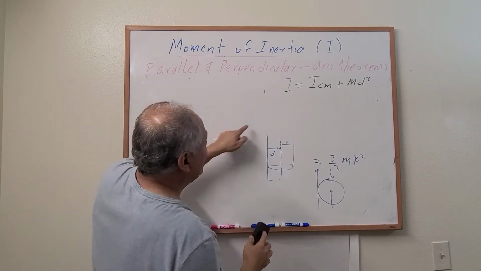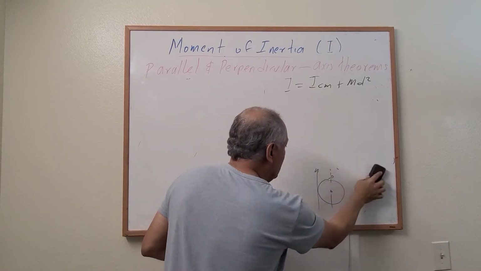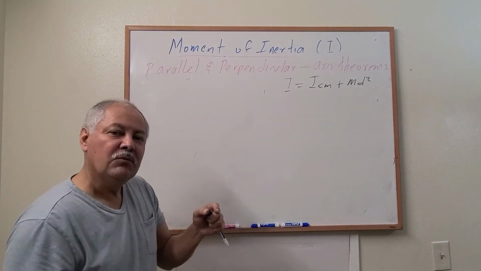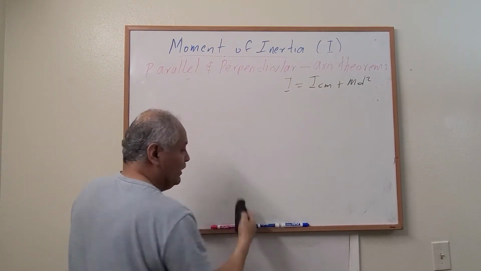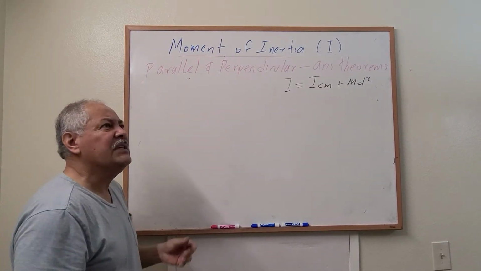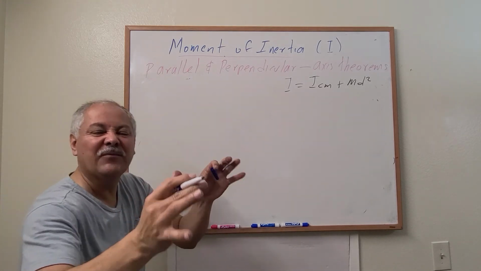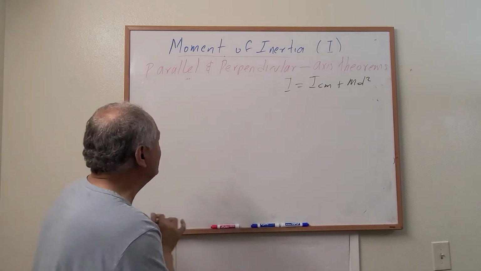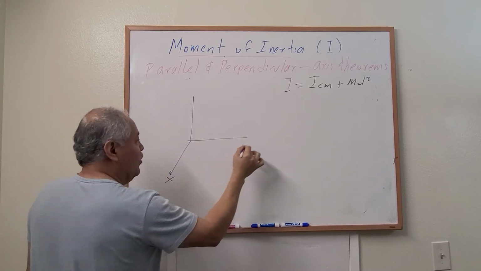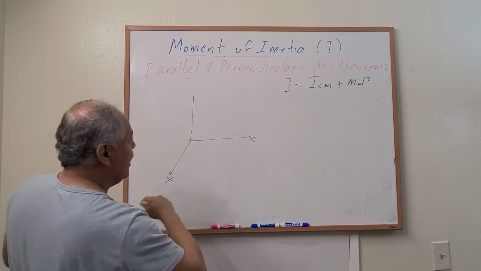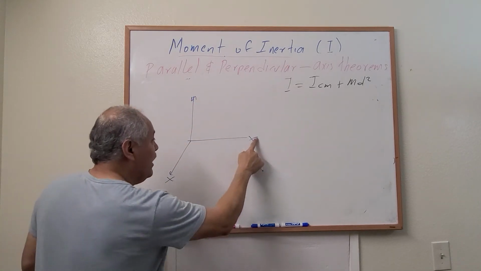We use that theorem when we have a surface, an area, and we are looking for an axis which is perpendicular to that area. Okay, let's first create the formula. Let's create the equation. Imagine that we have this plane x and y, and we have this axis which is perpendicular, of course, to x and y.